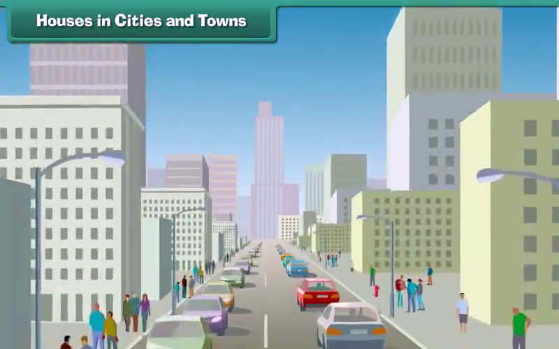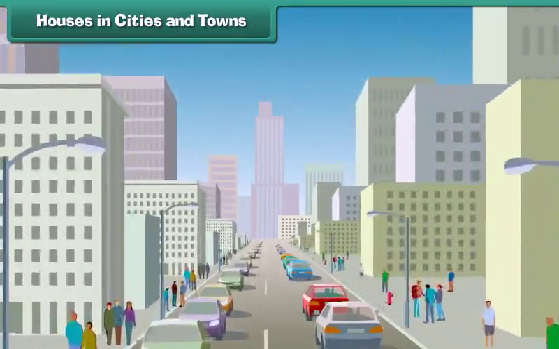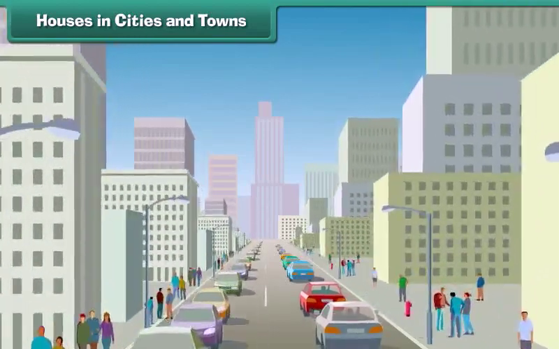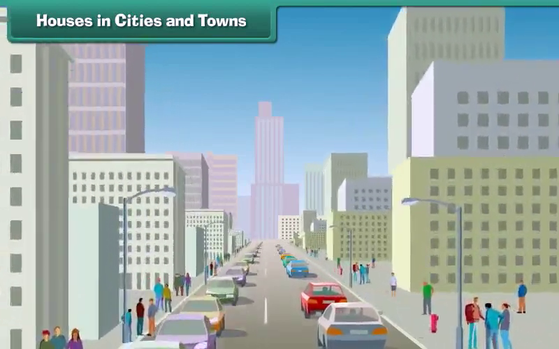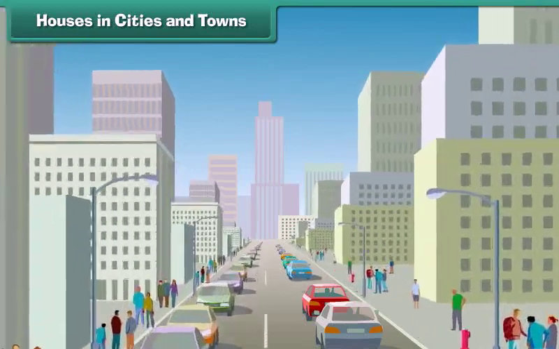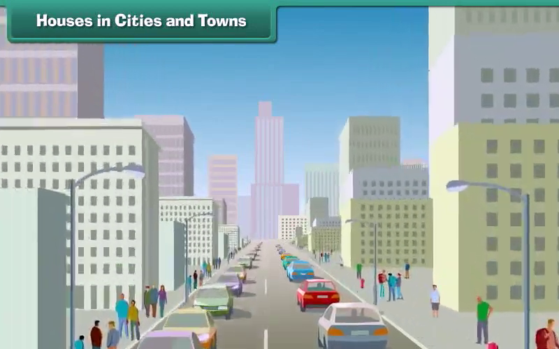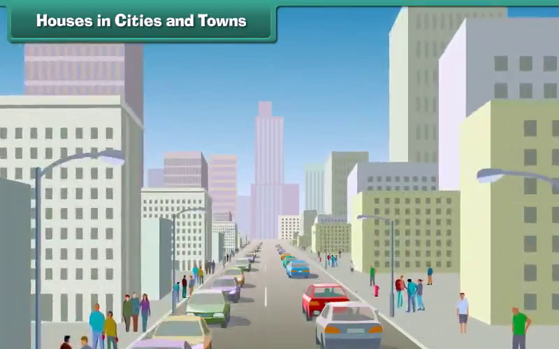Houses in cities and towns. In towns and cities, houses are built of bricks and cement. They are either single or multi-storied. Many different families live in these multi-storied buildings.